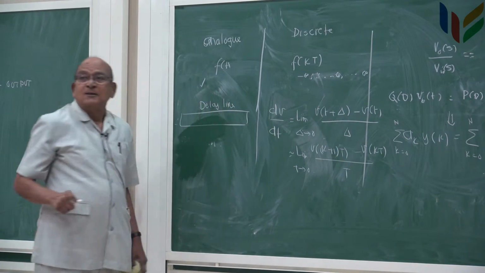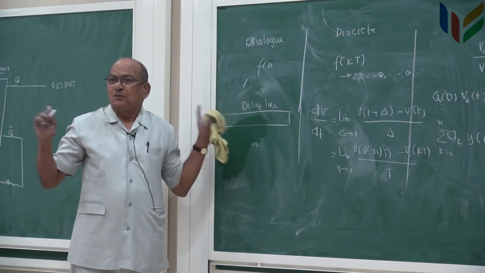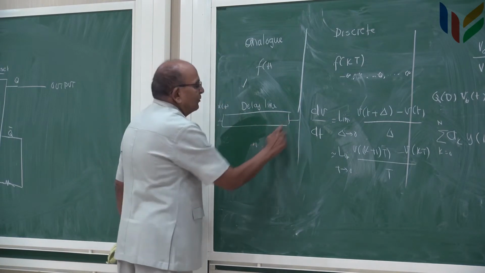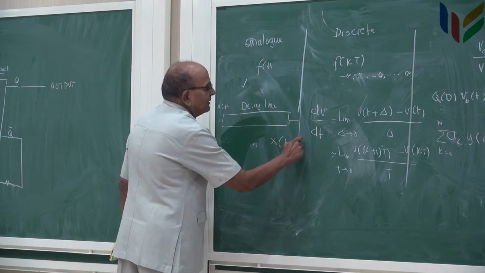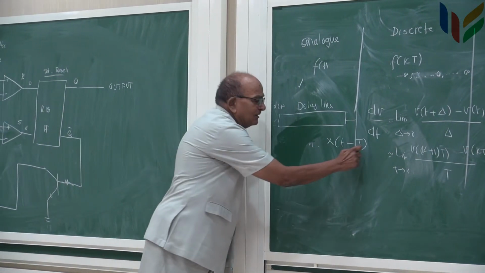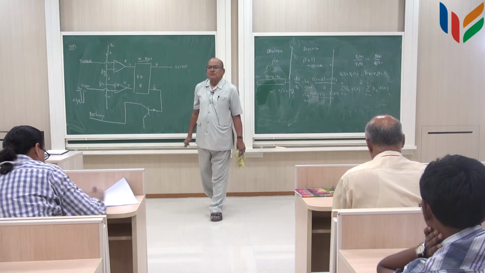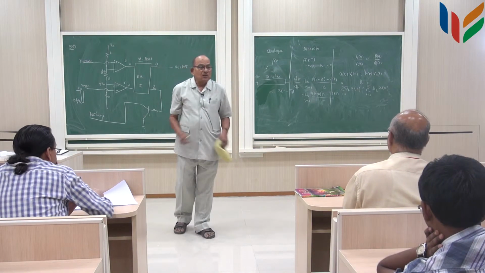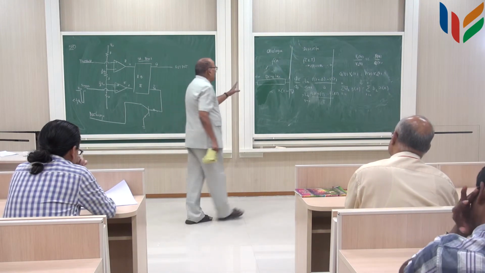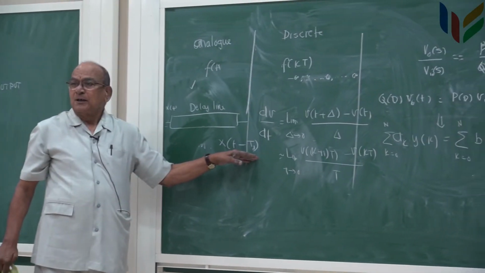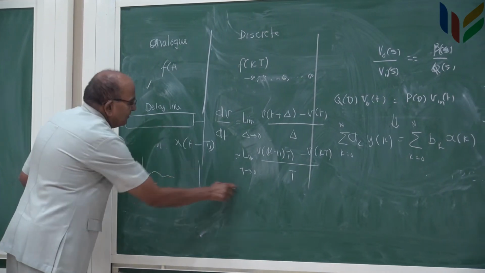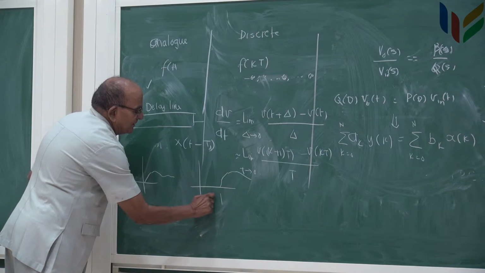A delay line is basically a two-port device where if you put a signal x of t here, you get a signal at the output x of t minus some time, not the same t, but Td, let us say, the delayed time. It is a continuous signal, mind you. If you have a continuous signal like this, the same signal will appear delayed by Td.